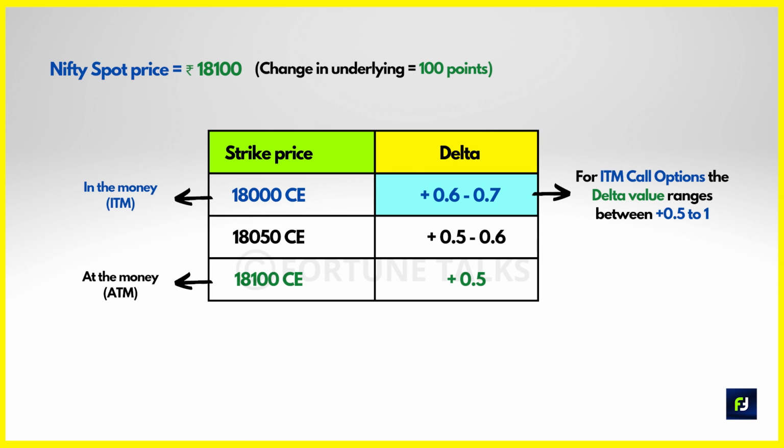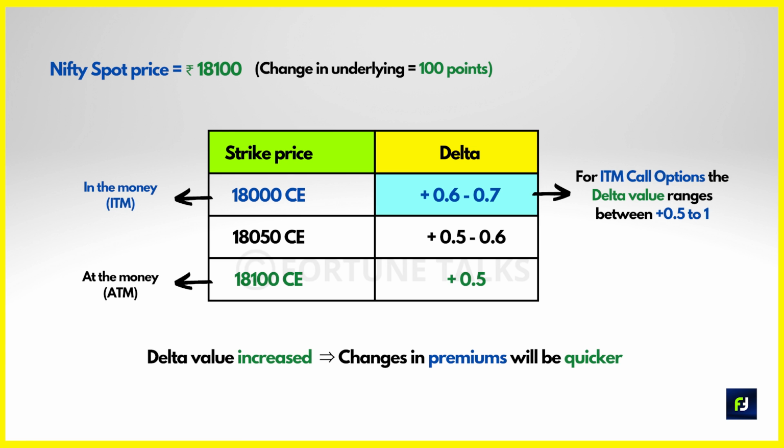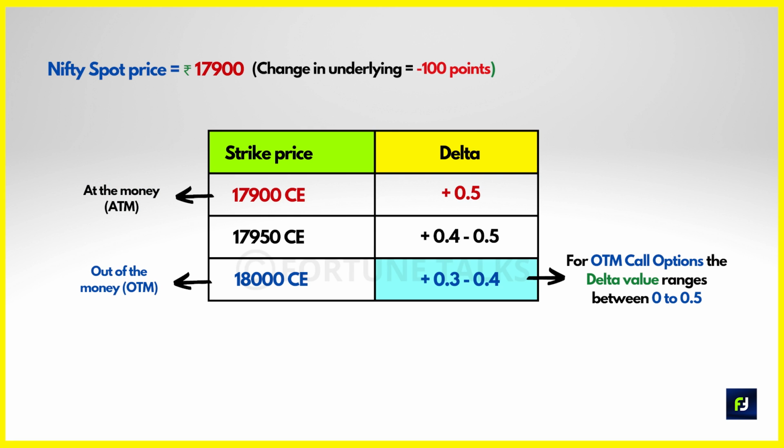No, right? When the Nifty spot increases 100 points to 18,100, the 18,000 call option strike, which was ATM before, now becomes an in-the-money option. Since we know that the delta range of ITM options is between 0.5 and 1, in this scenario the delta will vary between 0.6 and 0.7, which will in turn mean that the strike price premiums will increase faster than before.